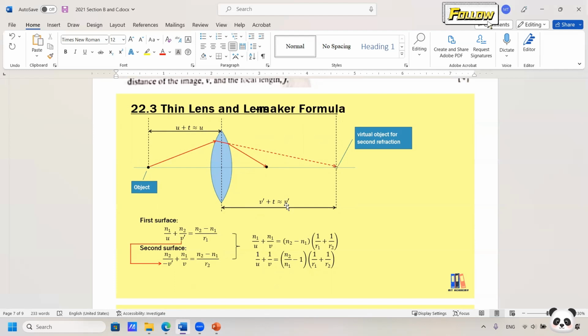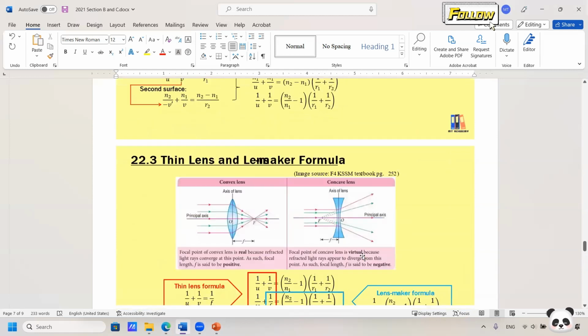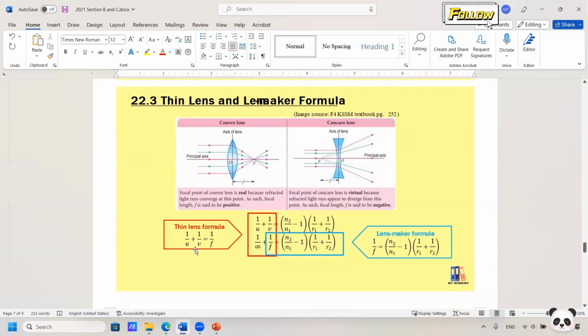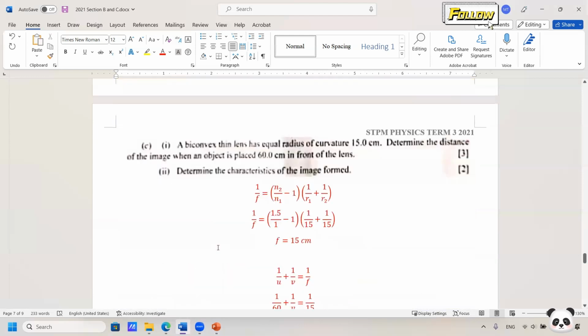The key things we discussed in the previous solution are the first image distance and the second object distance. Since the thickness can be ignored, the magnitude of the distance is the same, except that the first image distance is real, so it is a positive value, and the first object distance is a virtual object, so it is a negative value. This is the important assumption when you do the derivation, and you should be able to get the answer: 1 over u plus 1 over v equals 1 over f, the thin lens formula. We move on to the last question.